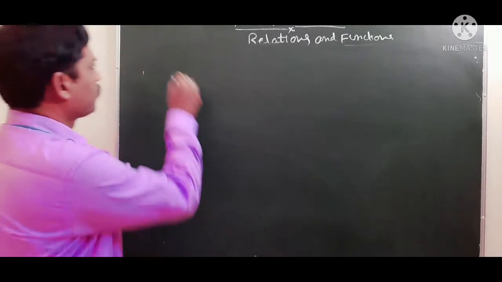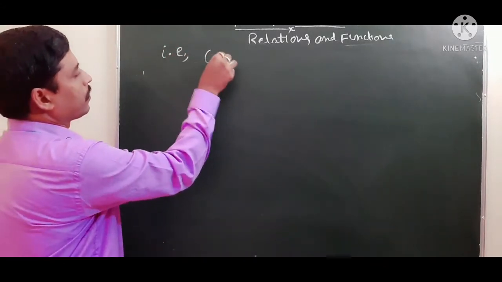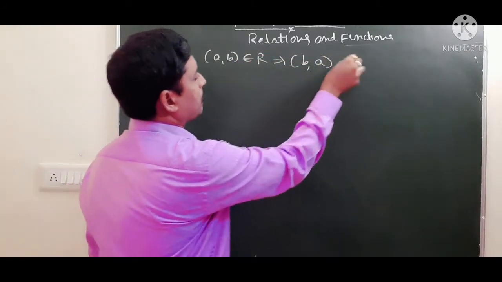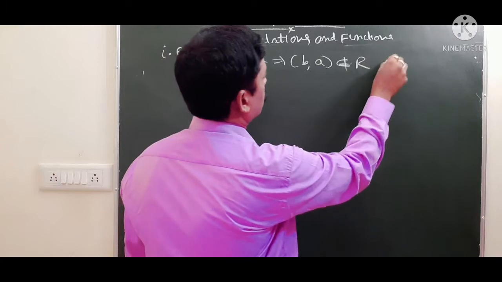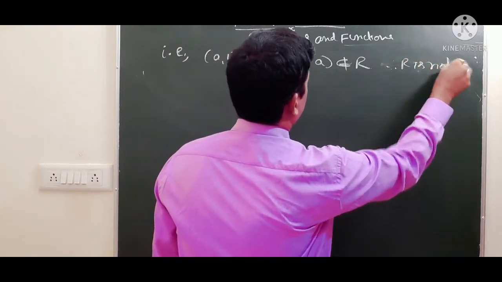Okay, that is (a, b) belongs to R, that implies (b, a) does not belong to R. Therefore, R is not symmetric.